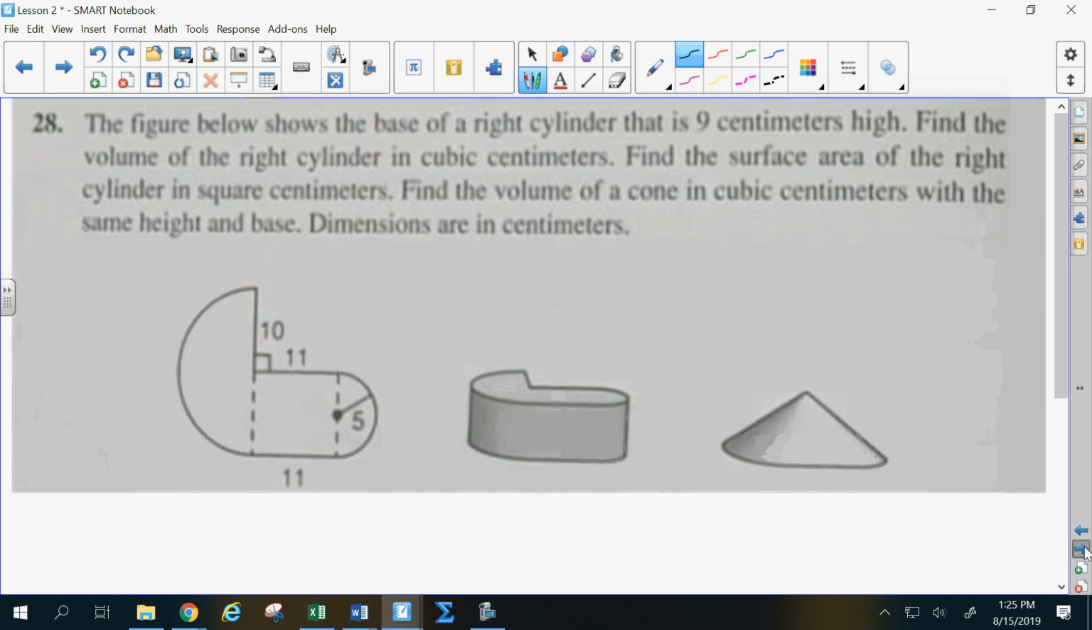Okay, next one we're going to do, super messy, number 28. The only reason that this one is super messy is because you have a lot of parts on it. You need to get the volume of this thing. You need to get the surface area of this thing. And then you need to get the volume of this cone.